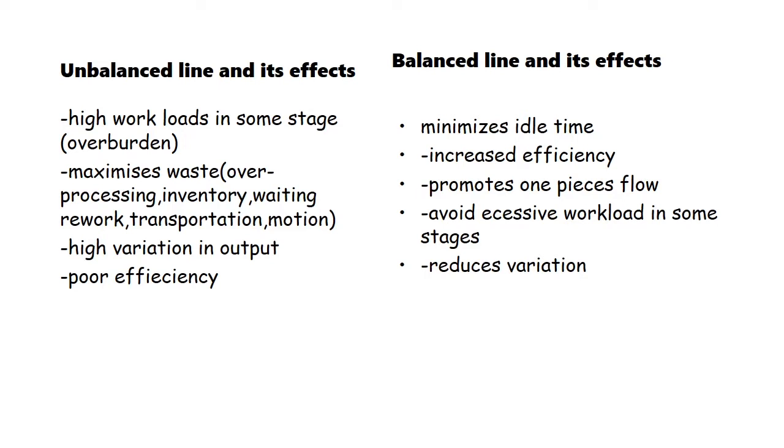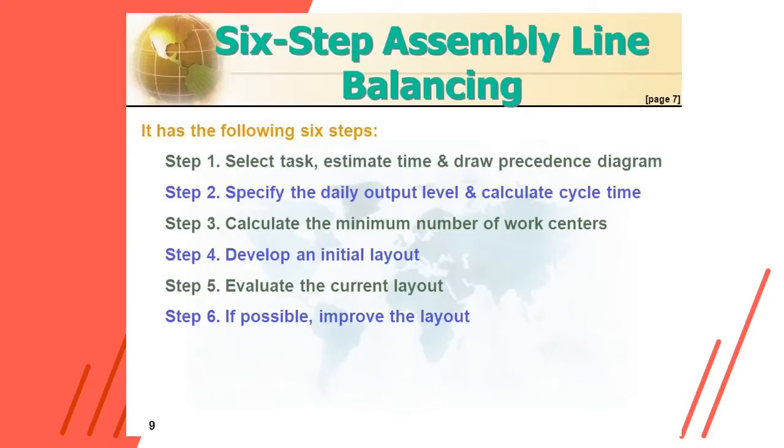So there are 6 steps of assembly line balancing. First is to select tasks, estimate time and draw precedence diagram. Second, specify the daily output level and calculate cycle time. Third, calculate the minimum number of work centers. Fourth, develop an initial layout. And fifth, evaluate the current layout. And step 6, if possible, improve the layout.